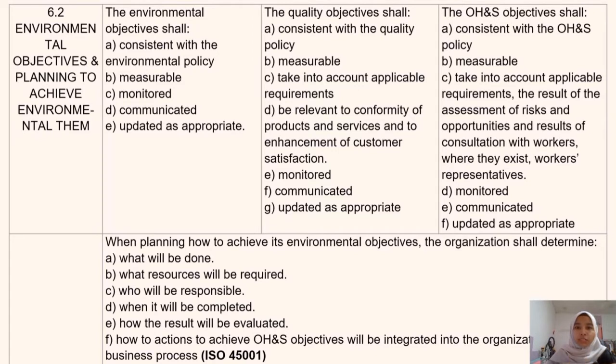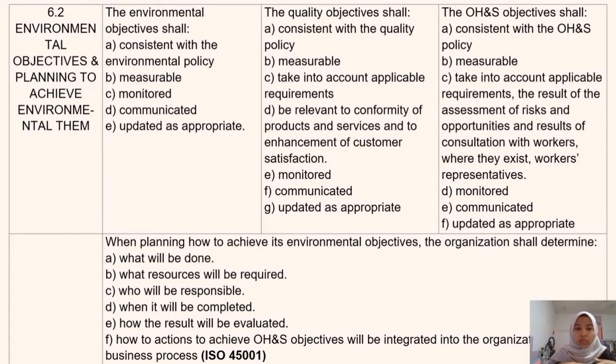Actually, the objective for these three ISO standards is quite the same. For ISO 14001, it is to be consistent with the environmental policy, ISO 9001 is to be consistent with the quality policy, and ISO 45001 is to be consistent with the OH and S policies, meaning it follows their own ISO. Then for the remaining items, it's quite the same, where they need to be measurable, take into account, be relevant, monitored, and communicated, and the last one, all three ISO standards need to update it as appropriate.